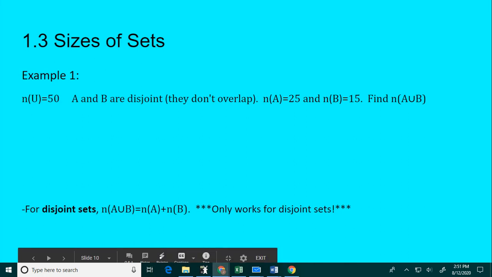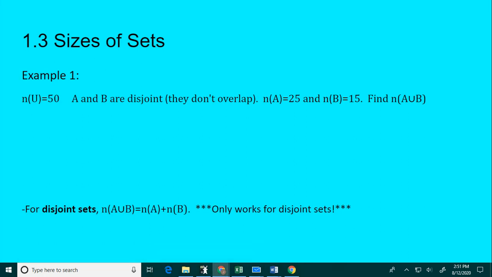All right, here we go. Section 1.3, sizes of sets. Okay, so basically, there's a bunch of examples, a couple little formulas that are important to know. So let's go ahead and work through this. We've got first example here.